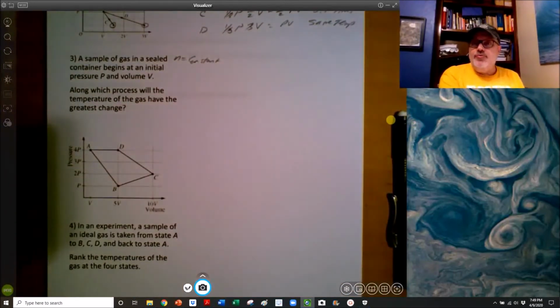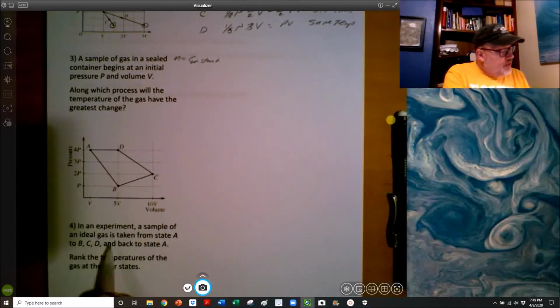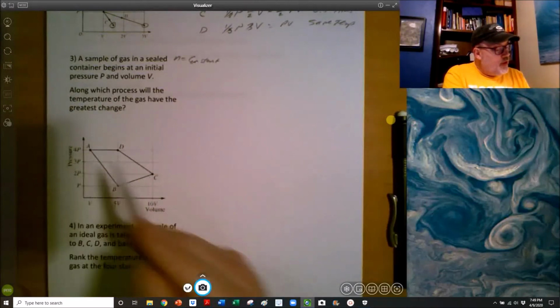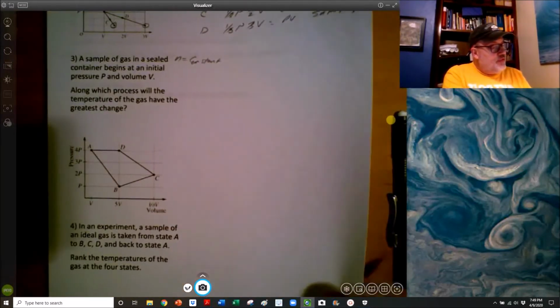All right, let's look at our last problem, problem number 4. In an experiment, a sample of an ideal gas is taken from state A to B to C to D and then back to A, all the way around. Rank the temperatures of the 4 states. All right.